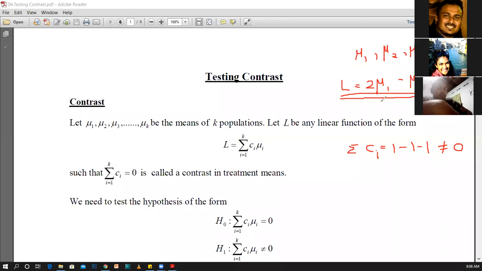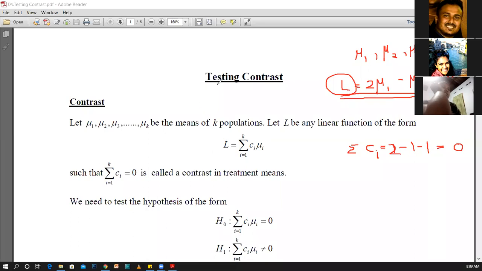Now think about if the contrast is given as 2 times mu1 minus mu2 minus mu3. In such a situation, we will check the summation of ci values. Here, the c1 value is now 2, the c2 value is minus 1, and the c3 value is again minus 1. Therefore, you can see that the summation of these three values is equal to 0. Therefore, we can say that L is a contrast. L is a linear function, and if it satisfies the condition summation of ci equals 0, then we call such a linear combination a contrast.